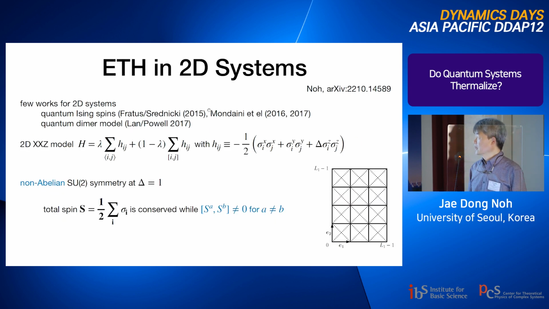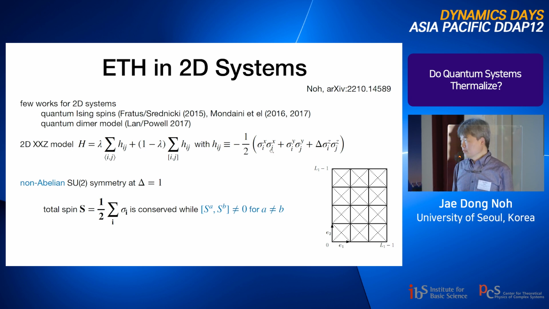Recently we also studied the ETH for a two-dimensional system. For example, we studied the two-dimensional XXZ model. ETH has been tested many times, but mostly on one-dimensional systems. There are only a few tests in two-dimensional systems. I chose this particular system because it has a very special property. For example, this XXZ chain has a special non-abelian symmetry, the so-called SU(2) symmetry, when the spin-spin interaction is isotropic.